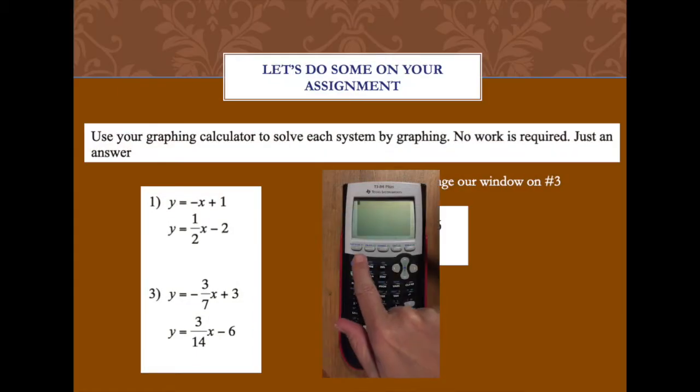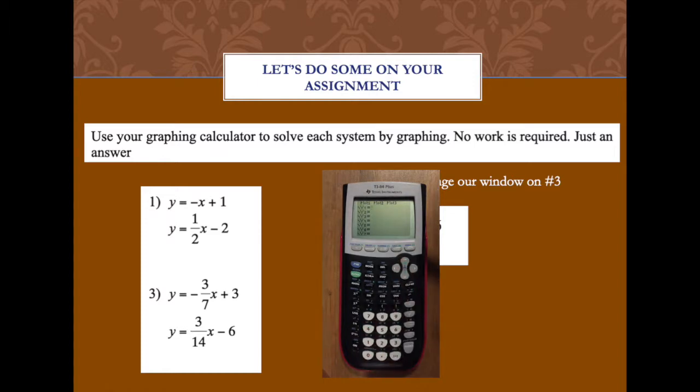To graph those, we're going to get into this y equals again, and we're going to put the equations in. We're going to clear what's there. We're going to put in that x plus 1, and we're going to put in the 1/2 x minus 2, and then we're going to graph those. If you remember, the next step was to estimate where they crossed. I think it crosses here at an x of 2.